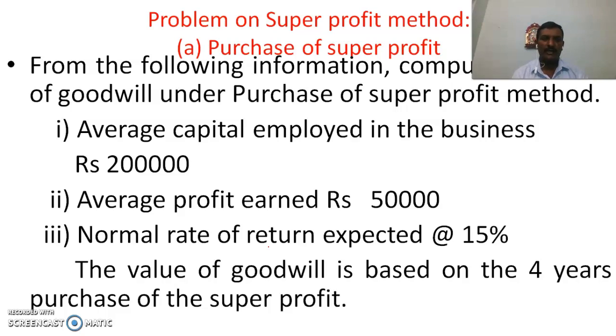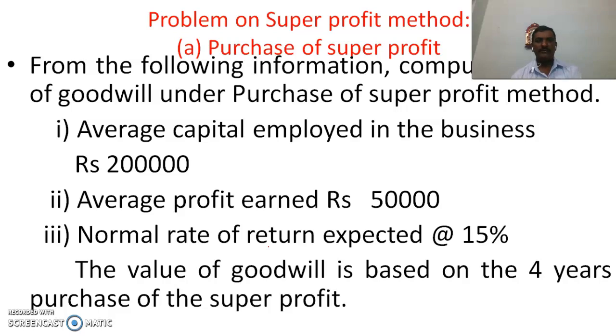First of all, they were given average capital employed in the business, rupees 2 lakh. Average capital employed in the business is 2 lakh, they say. Then average profit earned, rupees 50,000. Normal rate of return expected at 15%.